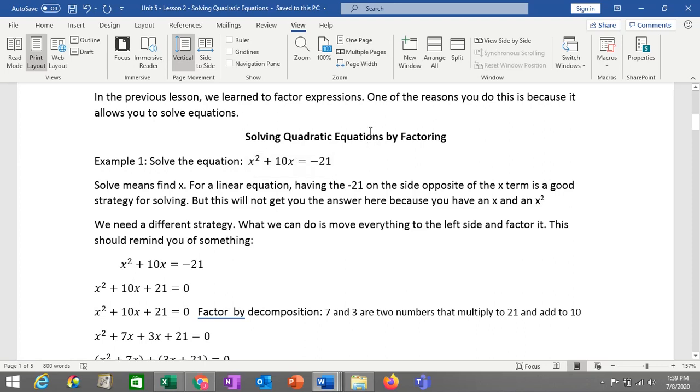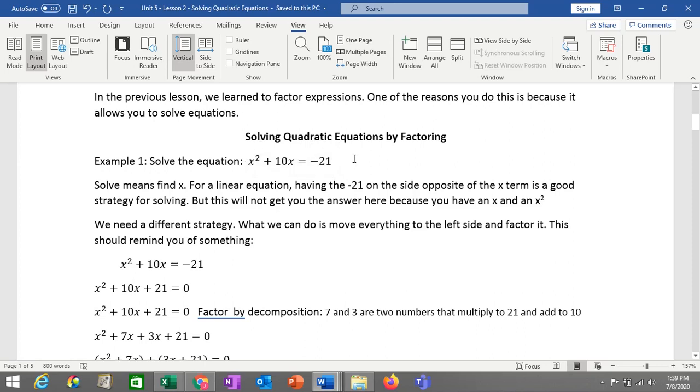This is one of the reasons why you learn factoring, because factoring can be used to do this. So suppose I have this equation, x squared plus 10x equals negative 21. If you see it written this way and you've kind of forgotten how to solve quadratic equations, or maybe didn't know how to do it, you might be tempted to say, okay, great, the negative 21 is on this side, that's where I want it, right?